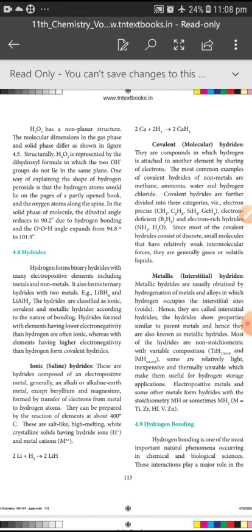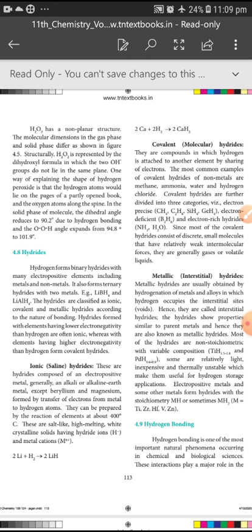Next, let me learn hydrides. Hydrogen forms binary hydrides with many electropositive elements including metals and non-metals. It also forms ternary hydrides, where hydrogen combines with 2 metals. Examples are LiBH4, lithium borohydride, and lithium aluminohydride.